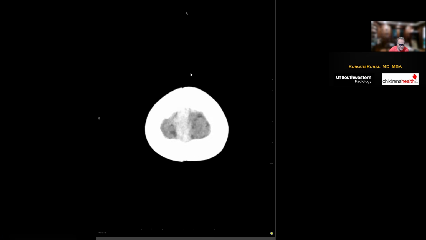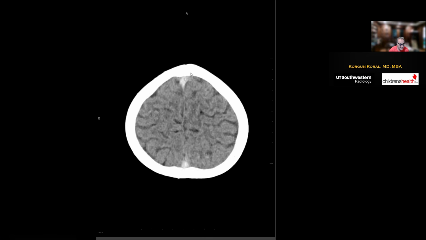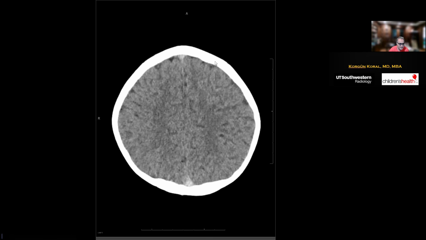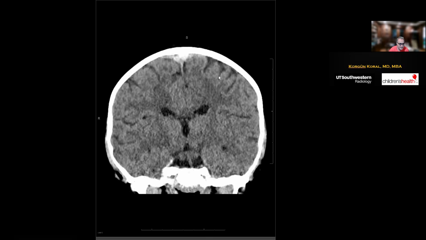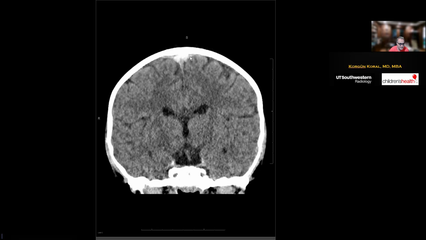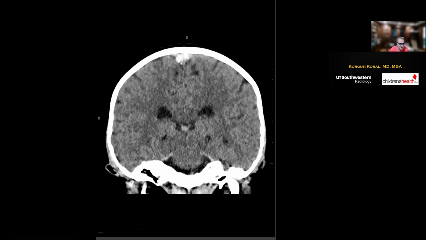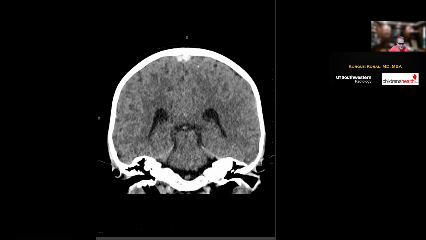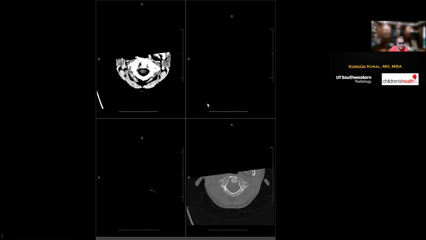We see that the superior sagittal sinus is larger and more hyperdense than we expect. If we look at the coronal images, we see the same findings. Not only is the density of the sinus increased, it's also heterogeneously increased. Some parts of the sinus are more dense than other parts of the superior sagittal sinus, and some veins also are brighter than usual.